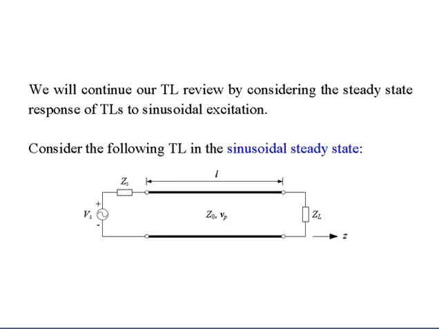Now let us consider the steady state response of the transmission line to sinusoidal excitation. If you refer to the figure, this would be the transmission line in the sinusoidal steady state. The transmission line is denoted by these two lines here. You will have the voltage source and then the source impedance, and at the end of the circuit you will have ZL, which is the load impedance.